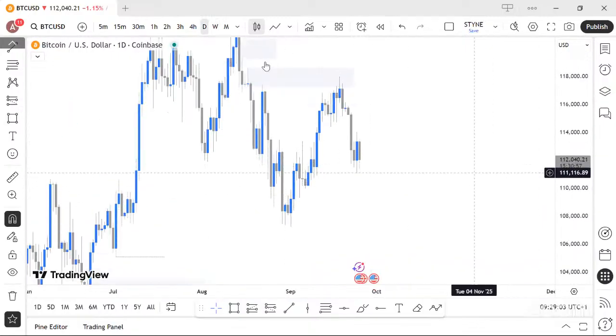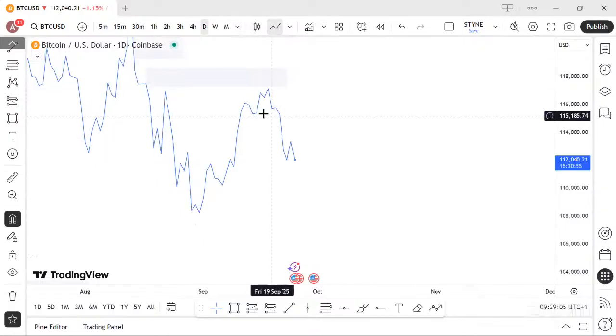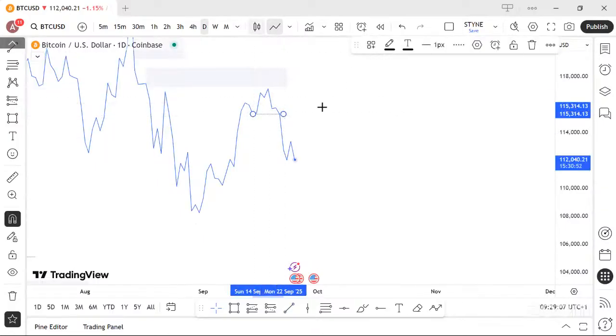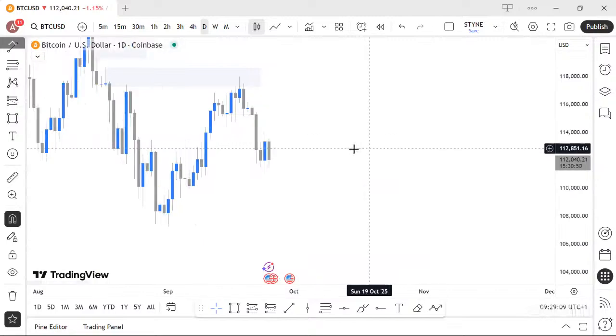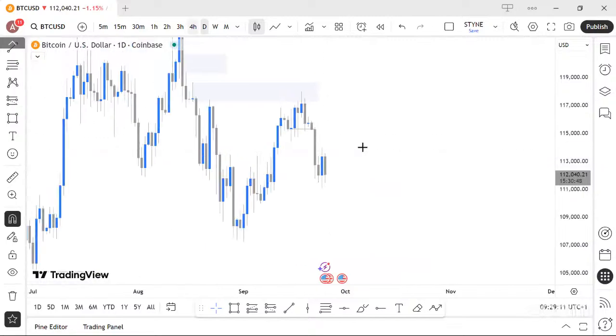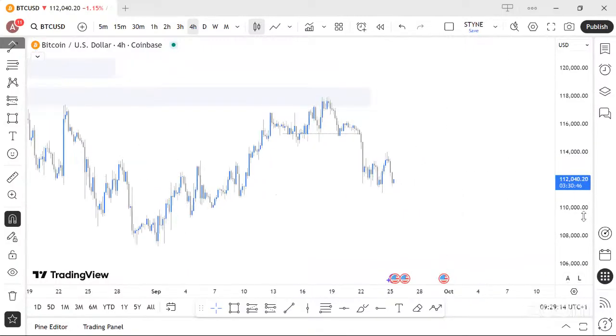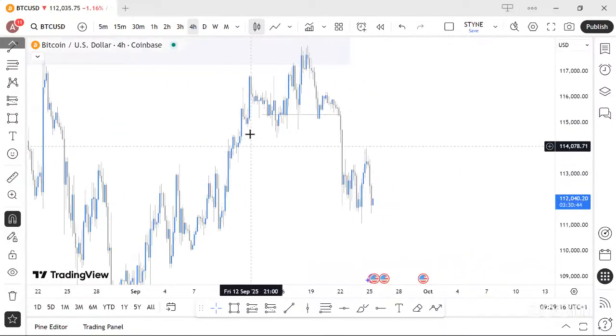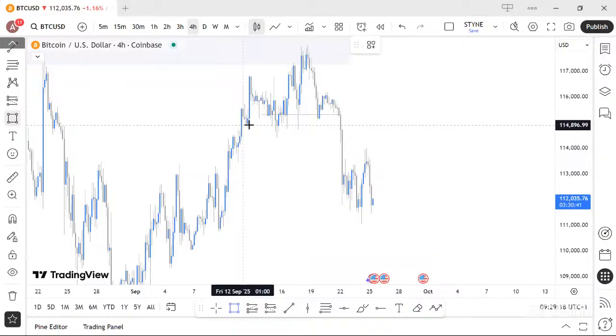Now you see that we have a change of character here. All right, we have a change of character. So what is now the idea? Now let's see the 4 hours time frame. On the 4 hours time frame, I can spot a key level here.